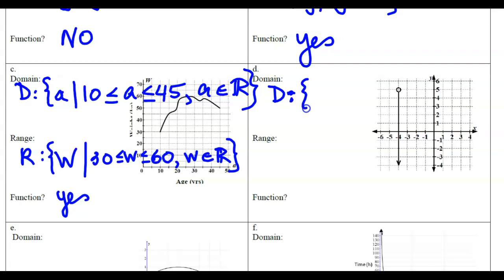Okay. If you look at the next one, it's kind of different. So here, if we look at the domain, notice how if I go from the left, there's nothing until I get to -4. If I look from the right, there's nothing until I get to -4. Every point on that has an x value of -4. So only one value. So you do not have to actually put x equals here. You can just list it, -4. You don't even have to put that. You just list the number.